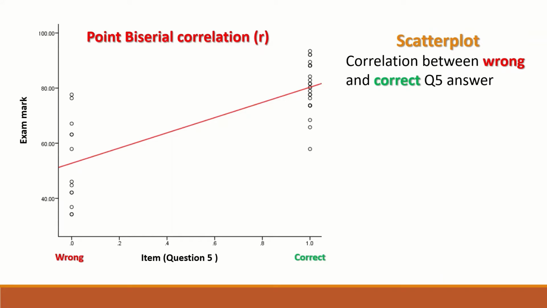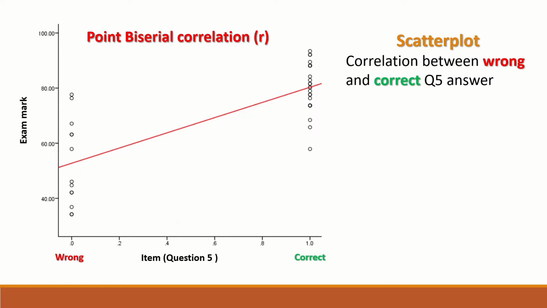In this slide, this is a scatter plot showing a correlation between wrong and correct answers for question number 5. As we can see here, the y-axis is labeled as exam mark from 0 to 100, and the x-axis is labeled 0 and 1. 0 means wrong answer, 1 means correct answer.